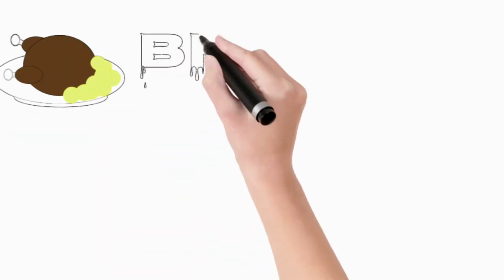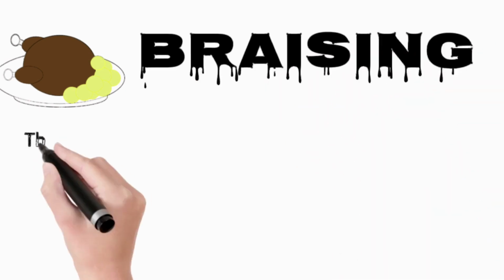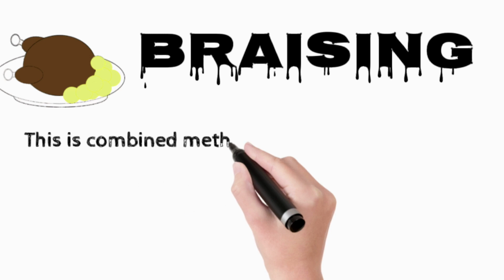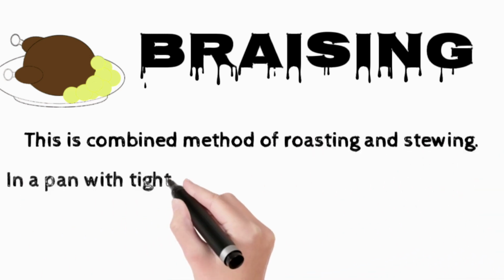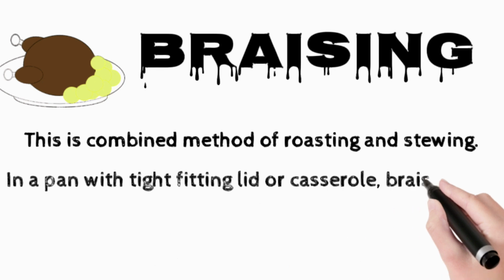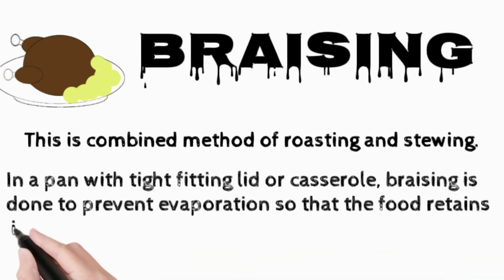Braising. This is a combined method of roasting and stewing. In a pan with a tight-fitting lid or casserole, braising is done to prevent evaporation so that the food retains its own juices together with some flavor. For example, meat is first browned in a little fat and then cooked in a sealed pan to retain juice and flavor.